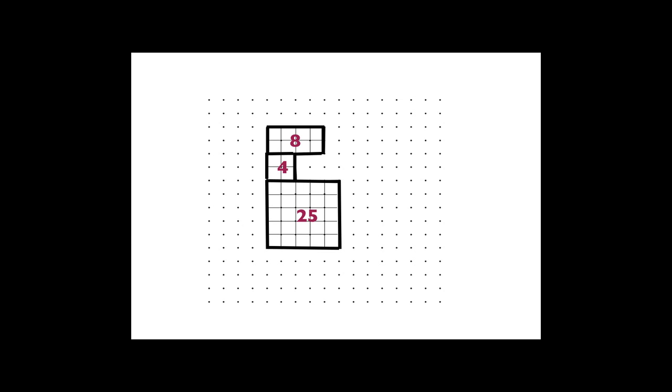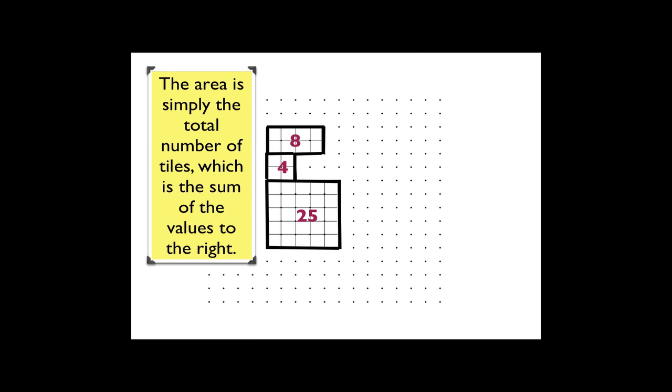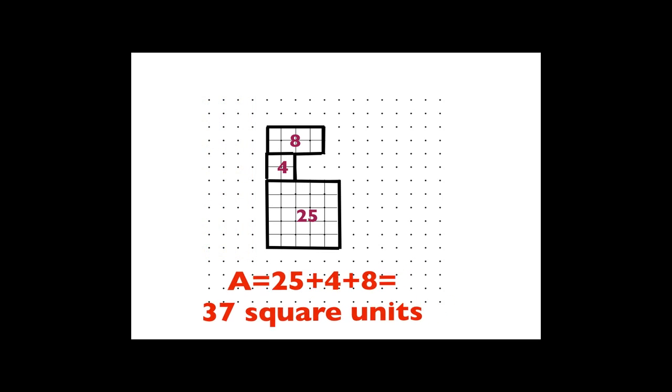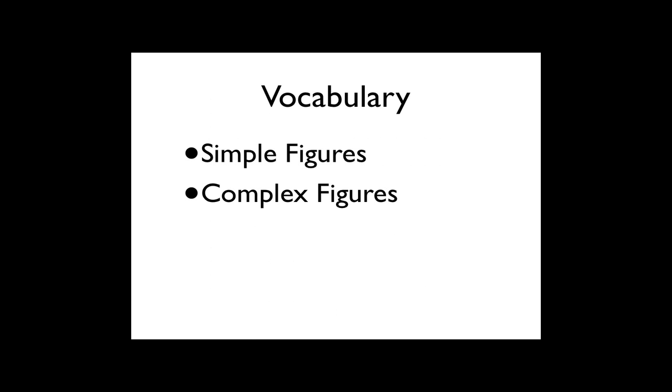And that means that the area of the whole figure is simply the sum of those 3 numbers, which is 25 plus 4 plus 8, which is 37 square units. And that's all you have to do to find the area of a complex shape.